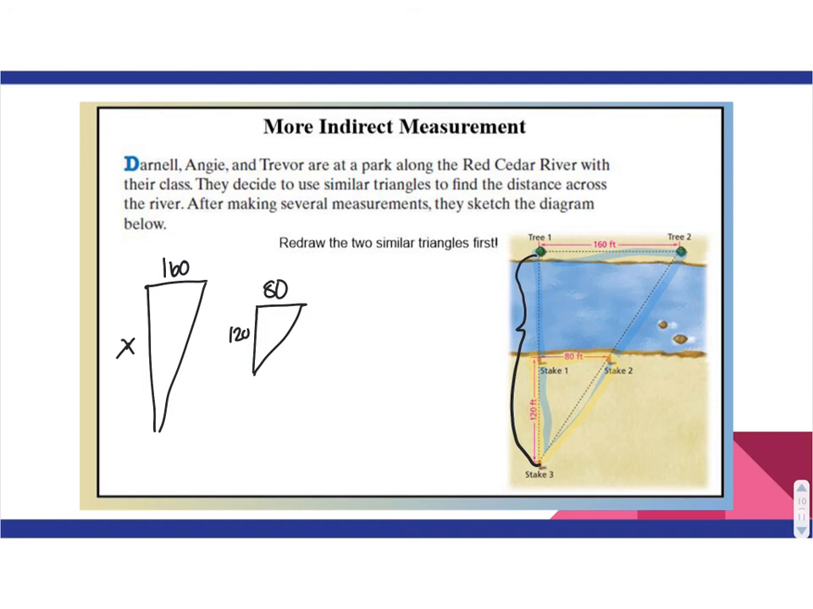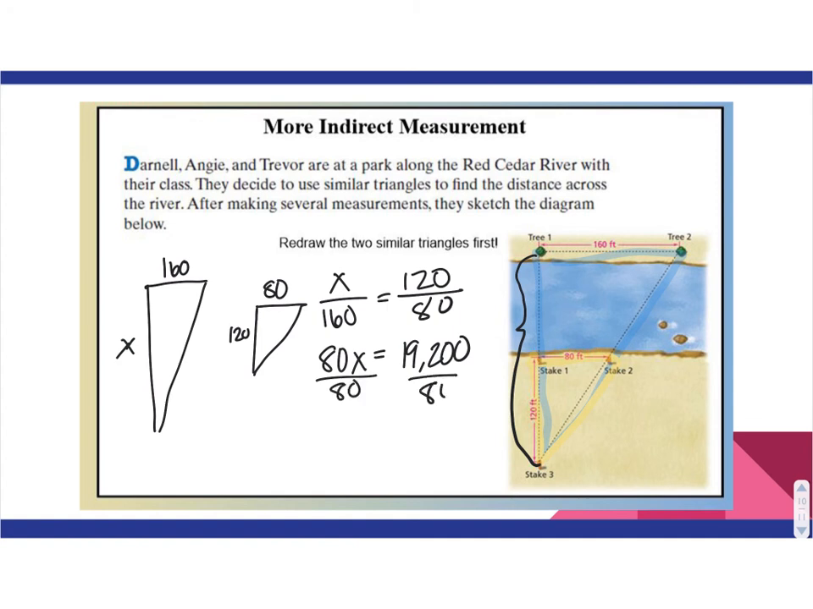This is just one way to solve. There are definitely other ways to solve. Here I can then set up my proportion. X is to 160 as 120 is to 80. Cross multiply, I get 80x equals 19,200. Divide both sides by 80. X equals 240.